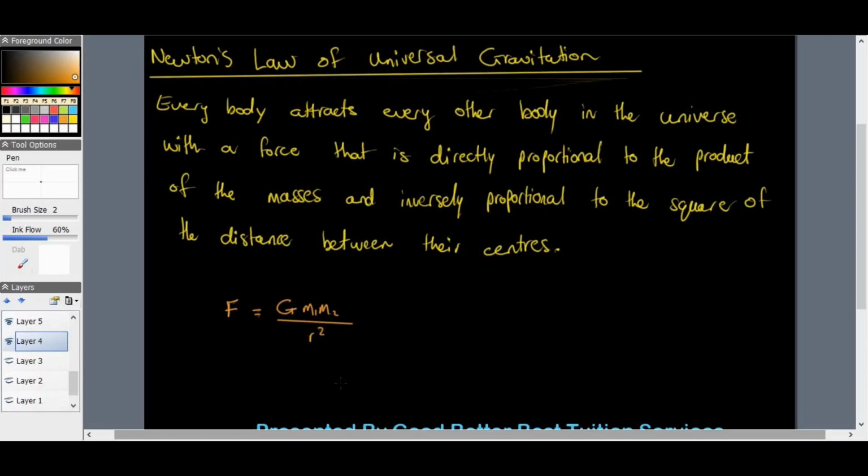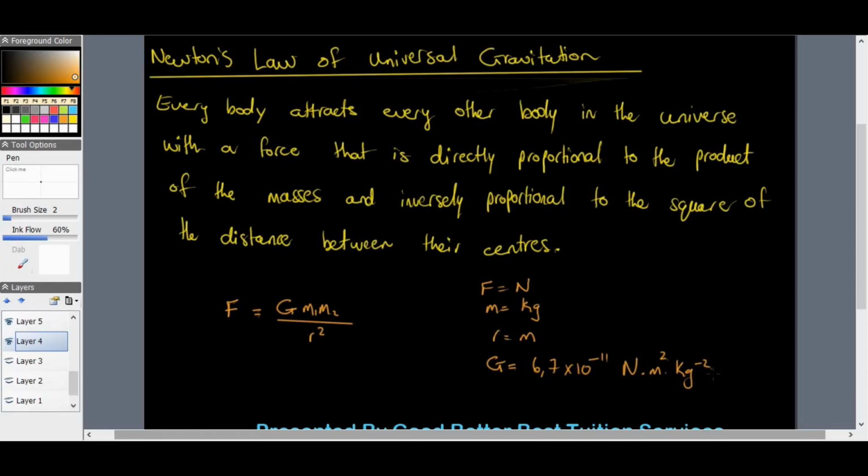Where m1 is the mass of one object and m2 is the mass of the other object, and both masses are measured in kilograms, while force is measured in newtons. r is the distance between the centers of the objects, and that is in meters. And capital G is the gravitational constant, which is equal to about 6,7 times 10 to the power of negative 11 newtons per meter square kilogram squared.